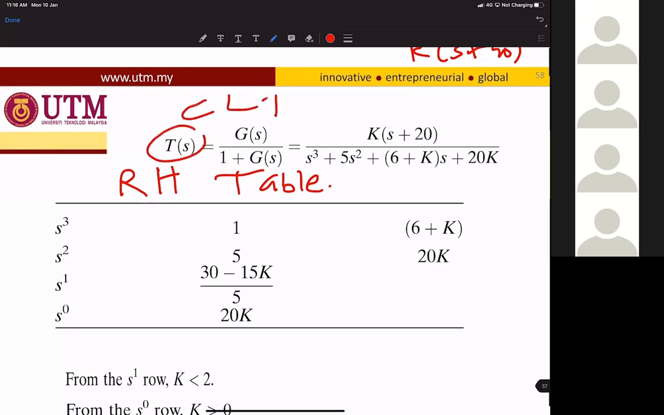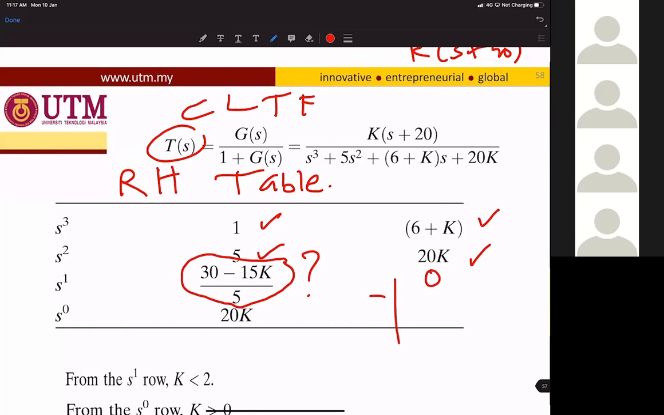This one is closed loop. So 1, 5, 6 plus K, 20K. How do I get this one? Nur Najwa: the determinant of 1, 5, 6 plus K, 20, divided by 5. Okay, so we get this one. Then continue 20K.